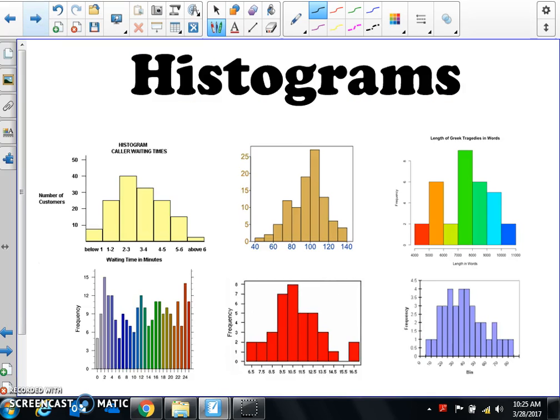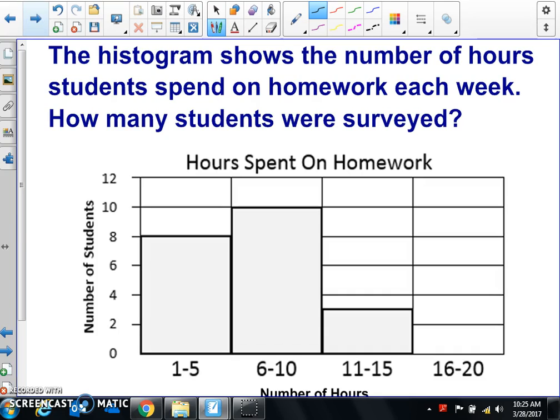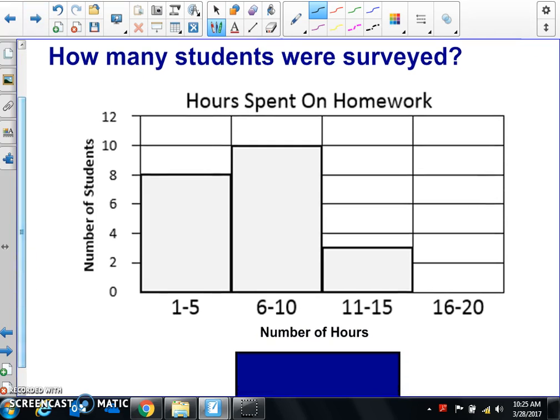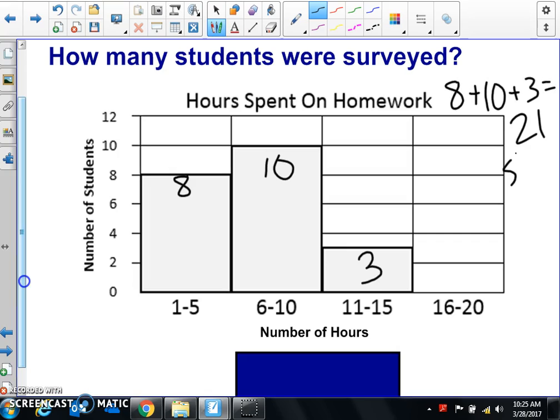All right, last thing is histograms. So reading histograms is not that bad, okay? The histogram shows the number of hours students spend on homework each week. How many students were surveyed? All we have to do is say, okay, the first thing is from 1 to 5, that's 8 students. From 6 to 10, that's 10 students. Over here, in between 11 and 15 is 3. And then there's nothing from 16 to 20. So how many were surveyed? We just add them up. 8 plus 10 plus 3 is 21 students.